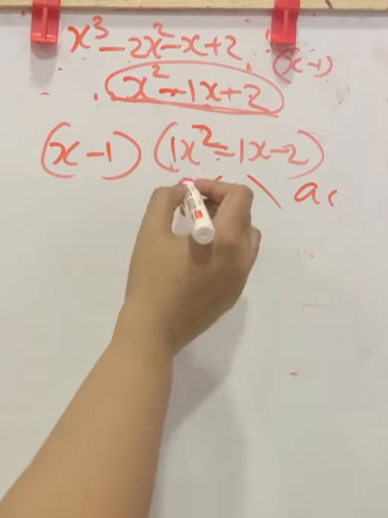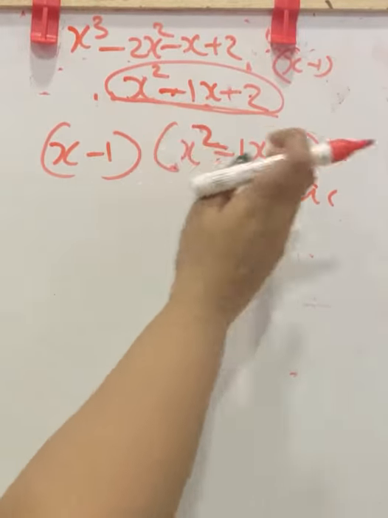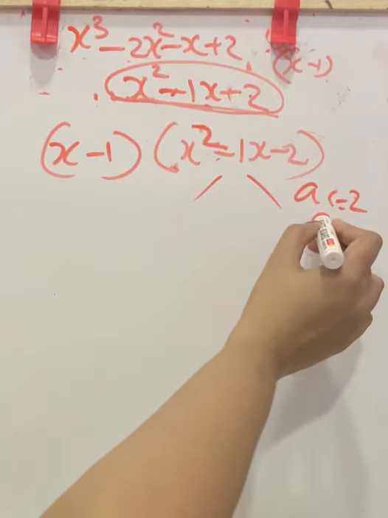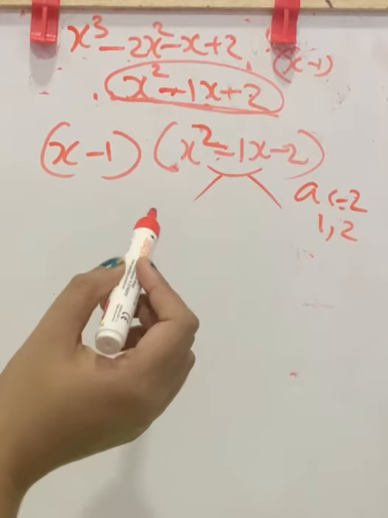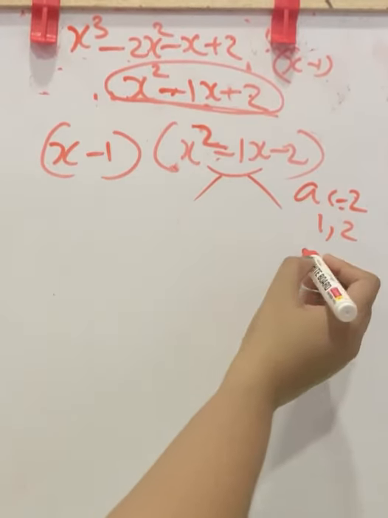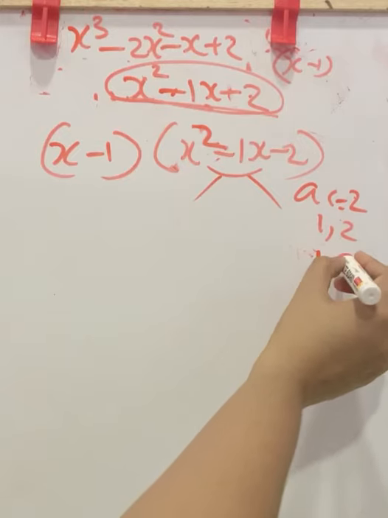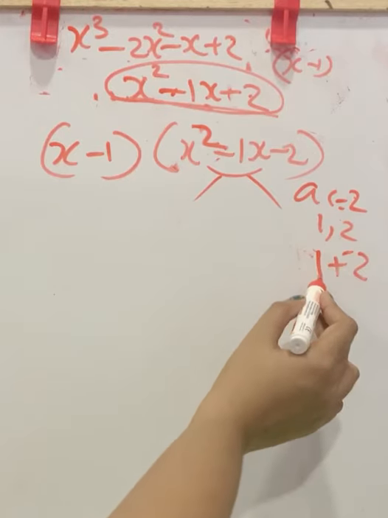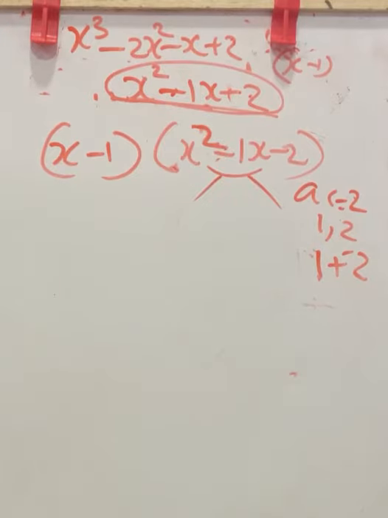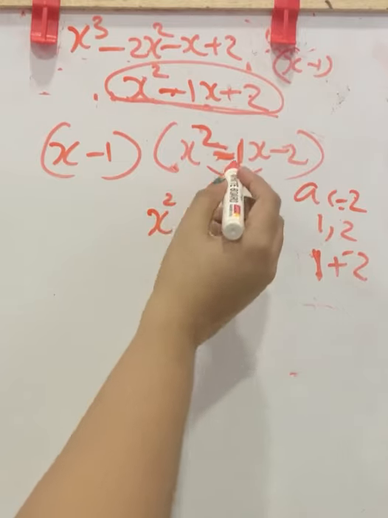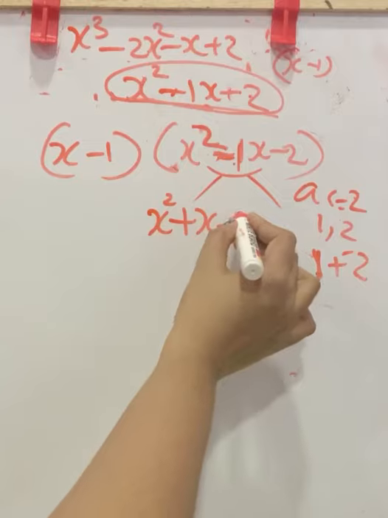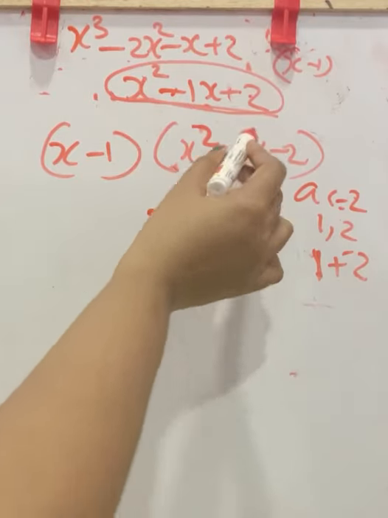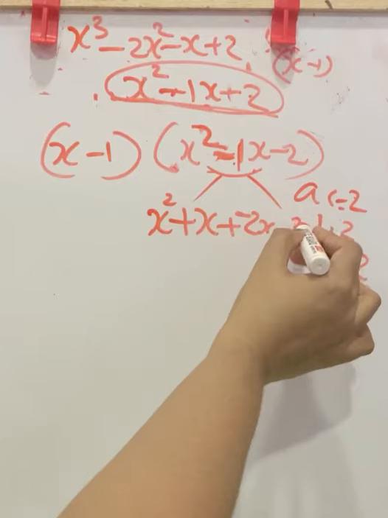Here the a is 1. So 1 into 2 is 2. And the factors are 1, 2. Now to get minus 1, that is the middle term combination, we can write it as plus 1 and minus 2. That is 1x plus minus 2x, we will get minus 1x. 1 minus 2 is minus 1. So how will you write this? X square minus 1x is split into plus 1x and plus minus 2x. Then you will get minus 1x. Now carry down this minus 2 here, the last term.